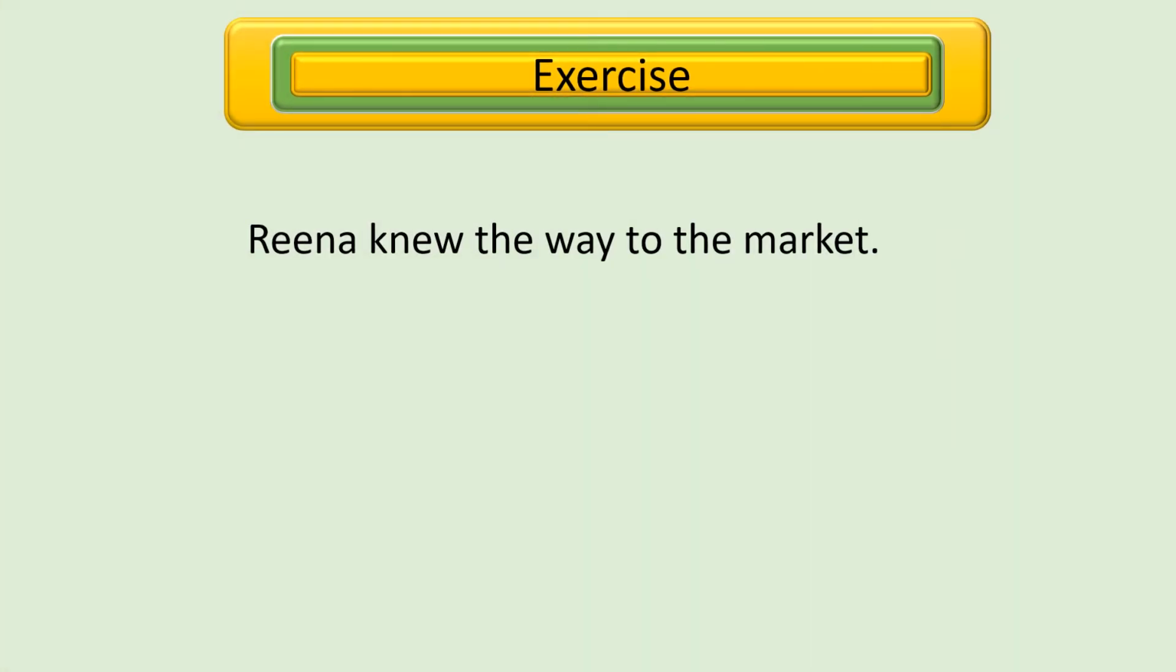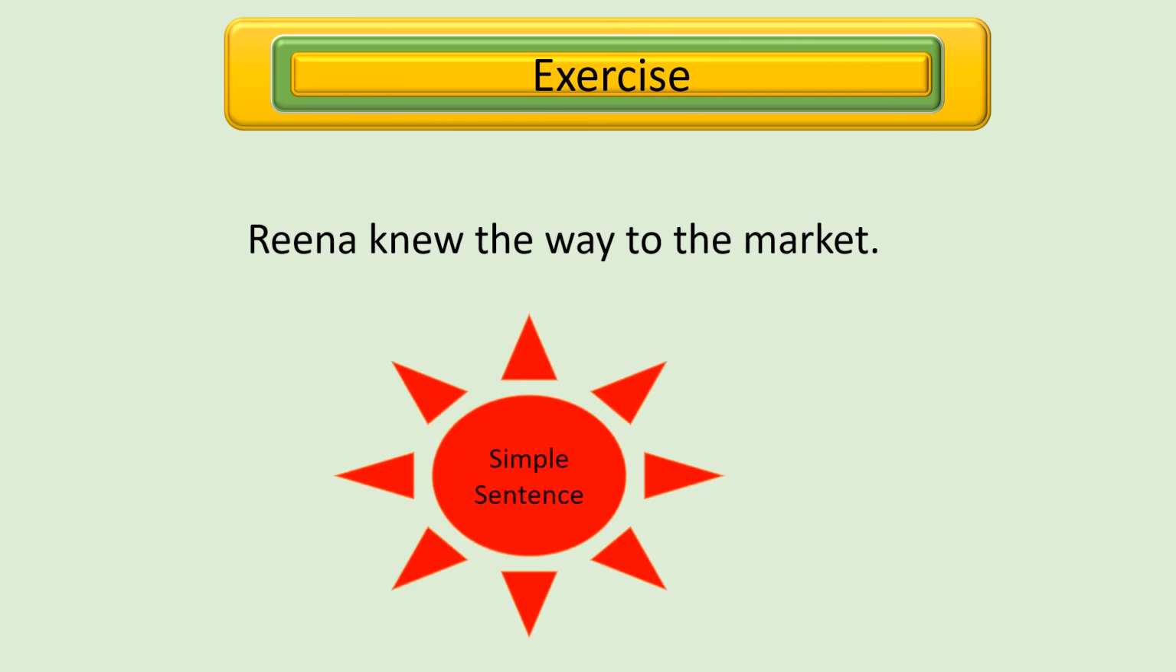Now I want to check your knowledge. You will tell me what kind of sentence this one is. Reena knew the way to the market. Tick tick 1, tick tick 2, tick tick 3. Are you ready? Yes, it is a simple sentence. It is giving me a complete meaning, a complete idea. Reena knew the way to the market. Very good. Next one.